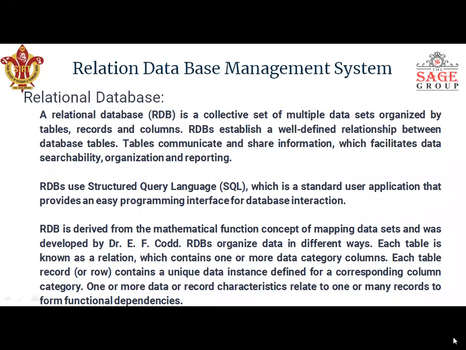So first of all, we will start with what is a Relational Database Management System. Basically, RDBMS is known as Relational Database Management System, also known as RDB, that is a relational database. Basically, RDB is a collective set of multiple data sets organized by tables, records, and columns. RDB establishes a well-defined relationship between the database tables.